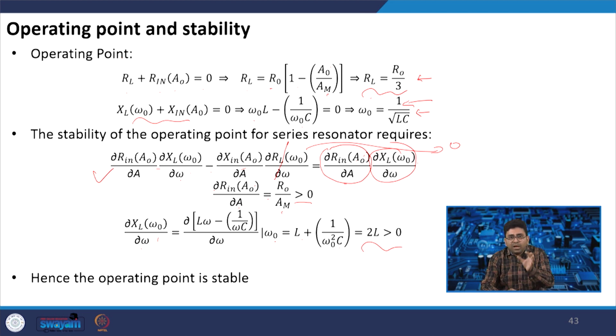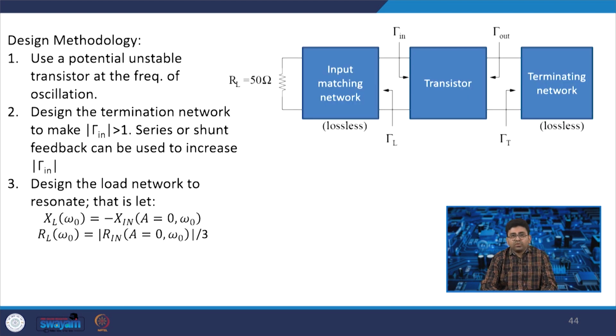Now, we will put down all the steps and try to find out how we can design an oscillator. So, these are the different design methodology steps that you can use for designing the oscillator. So, you have a transistor available and the terminating network that you need to design. So, you need to know gamma T.